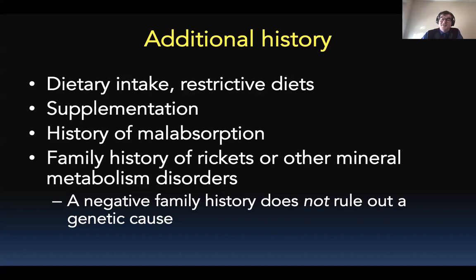And then look at family history. Family history of Rickets or other mineral metabolism disorders is very, very important. And it's also good to recognize that a negative family history does not rule out a genetic cause. Family may be more mildly affected, and so the diagnosis could be missed. Some forms have incomplete penetrance, and so the immediate family members might not have manifested. There are also obviously recessive forms and spontaneous new mutations that are all relevant.